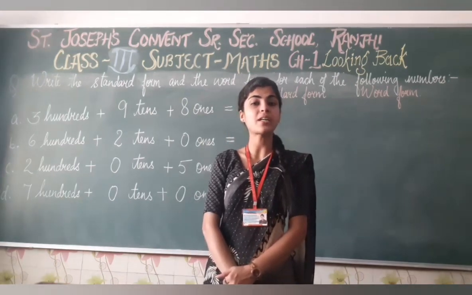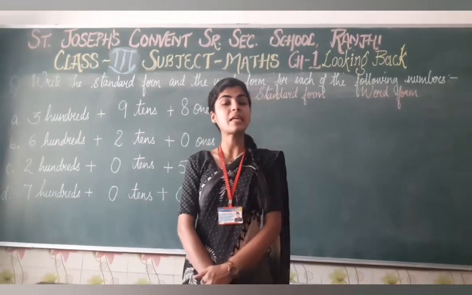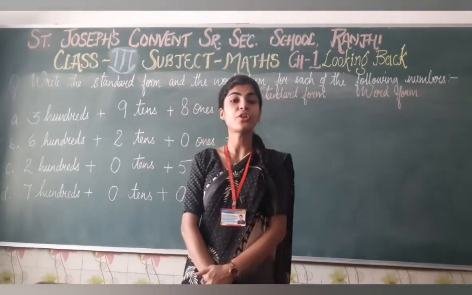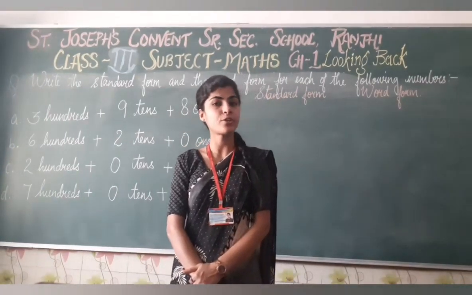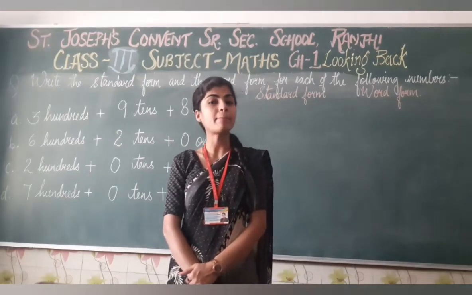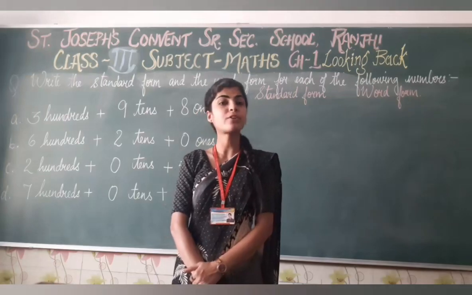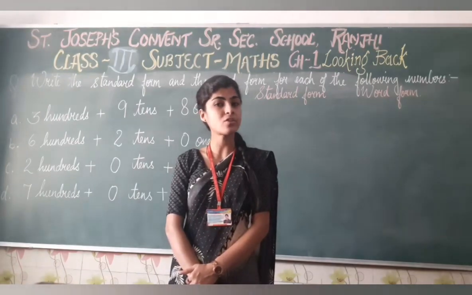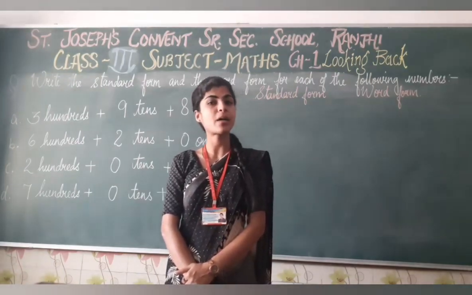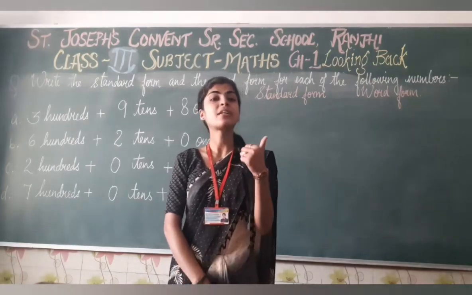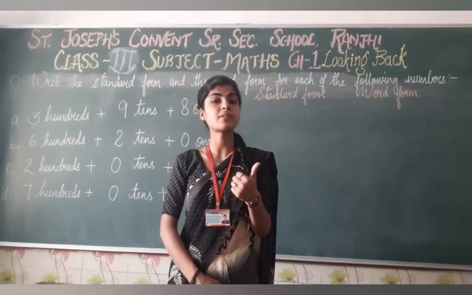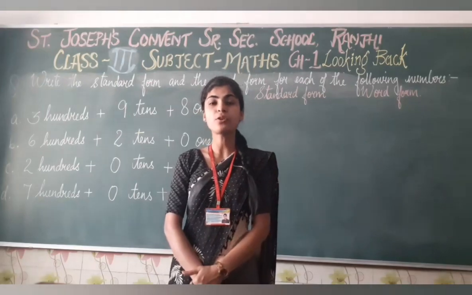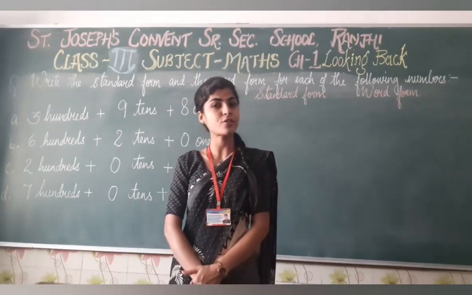So today we will be continuing with the next part of the same chapter, that is chapter number 1, Looking Back. You all remember children, in our previous video we have discussed the three methods or the three ways of representation of numbers. You all remember? So tell me, what were the three ways of representation of numbers? The very first way was the standard form. Then comes the word form. And the third form was the expanded form. So you all remember all these three ways of representation of numbers?